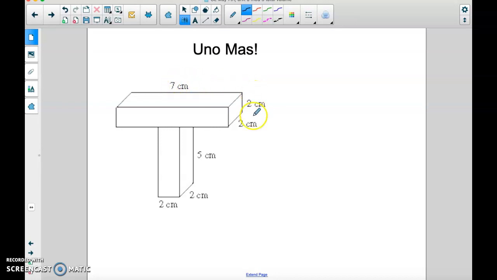So 7 times 2 times 2. 7 times 2 is 14. Times 2 is 28. So 7 times 2 times 2, and I'll put that in parentheses because we want to show these equations. Plus. Big key here, do not multiply. Make sure you're adding these volumes together, not multiplying. 2 times 2 times 5.